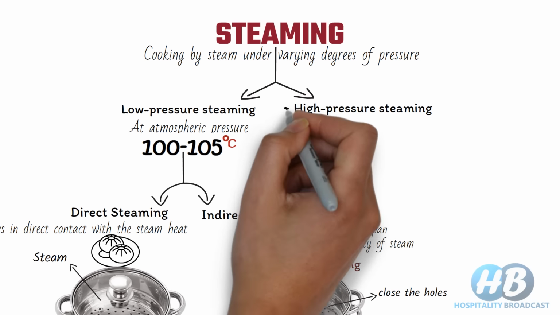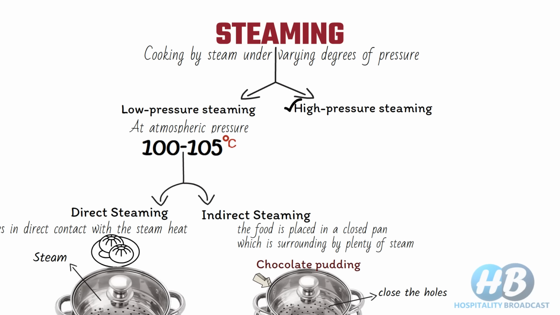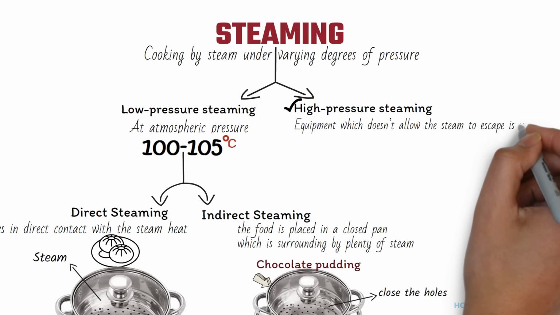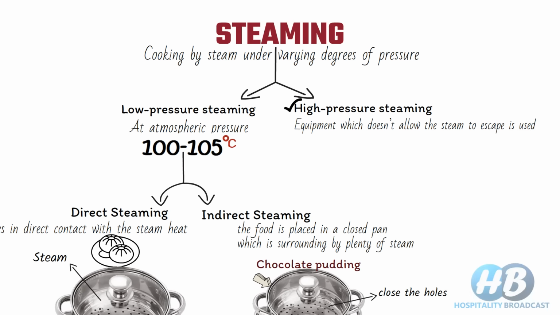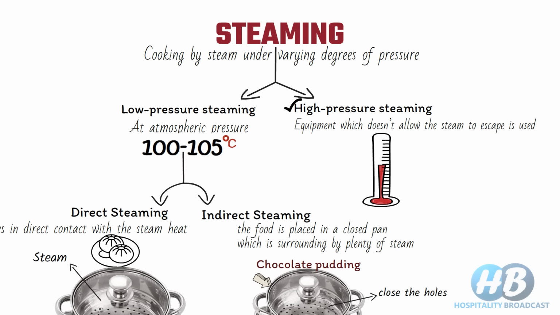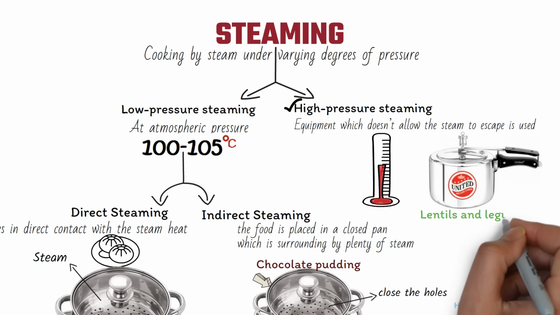Next we have high pressure steaming. Here, equipment that doesn't allow the steam to escape is used. As the steam is not allowed to escape, the temperature inside the equipment increases, resulting in lower cooking time, as we see in the pressure cooker. We generally cook lentils and legumes this way.